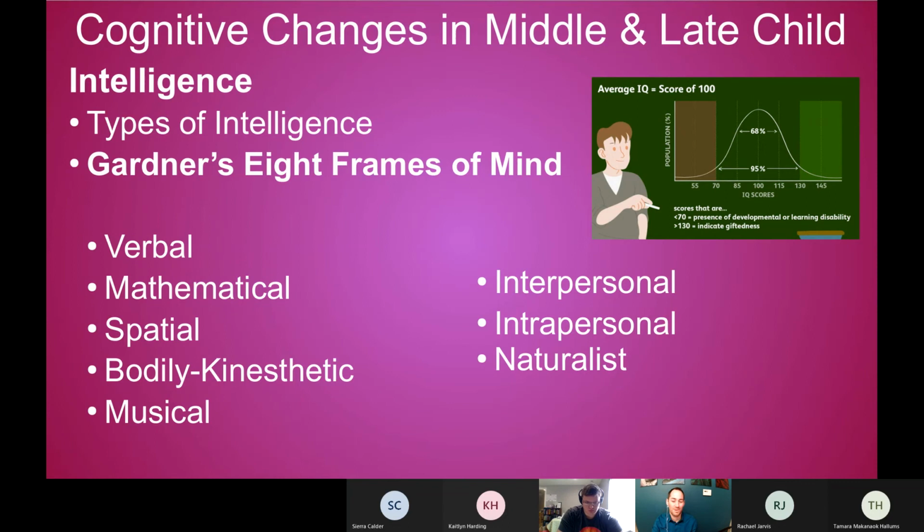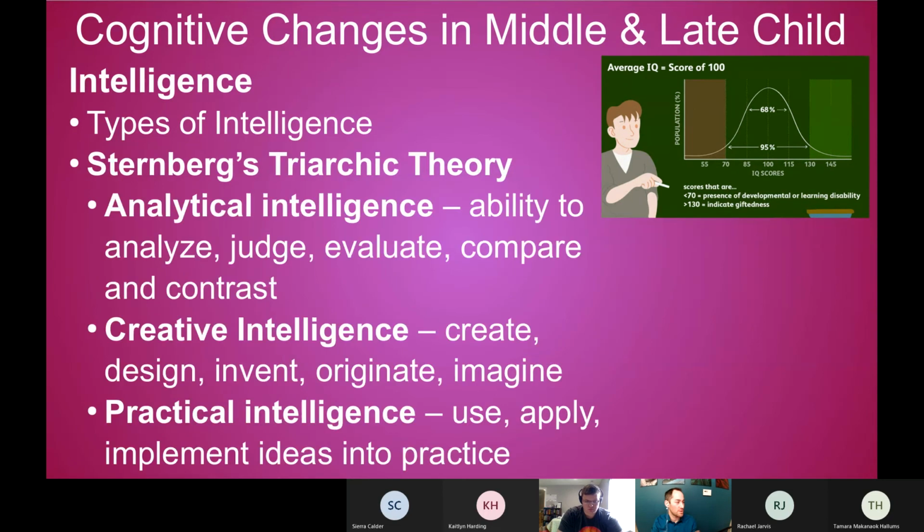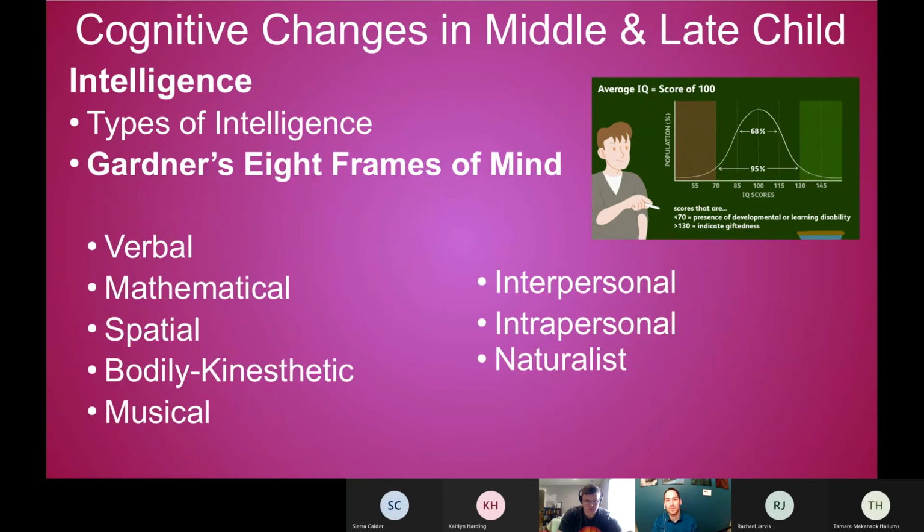So refer to your book for those. Then naturalist intelligence, you could say that's similar to the practical intelligence from Sternberg. So naturalist intelligence, using and applying things in an actual environment. So if you have a lot of knowledge, can you then apply that in any given kind of situation?